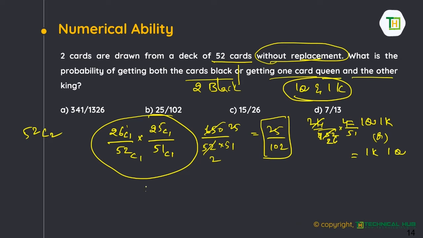Guys, I will tell you how to solve; you just do the calculation part. Time is not sufficient. 25/102 for the first one, and here it is 8 by 26 into 51. This is for one case, and you can multiply for the other case also, 2 times. You will get 26 into 51.